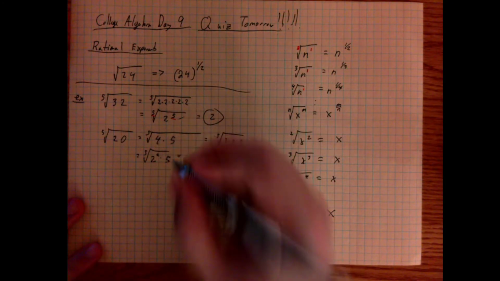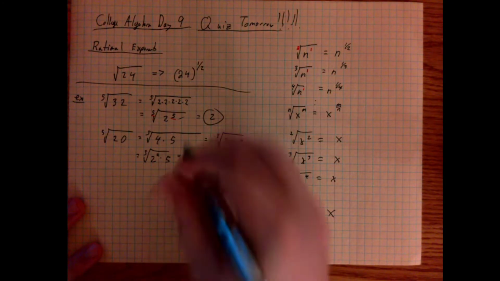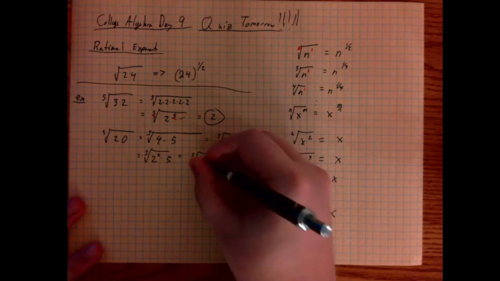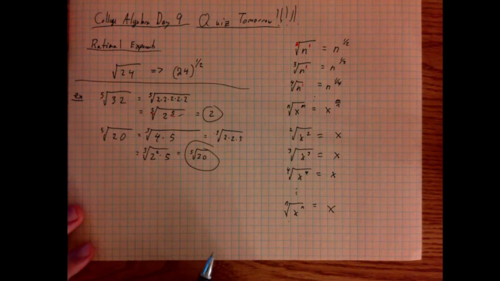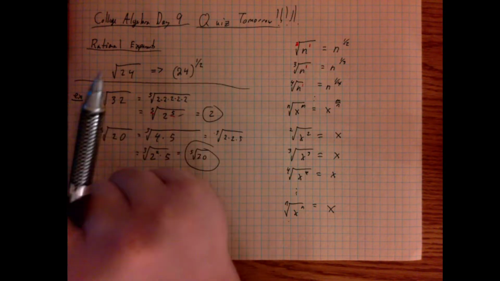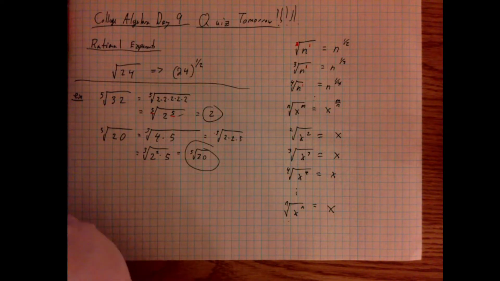And so in this case, the answer would just be what you started with. The fifth root of 20 is just the fifth root of 20. It doesn't simplify any farther, because remember, the definition of simplify is the smallest possible radical. And 20 is the smallest number that can go into the root of 5.